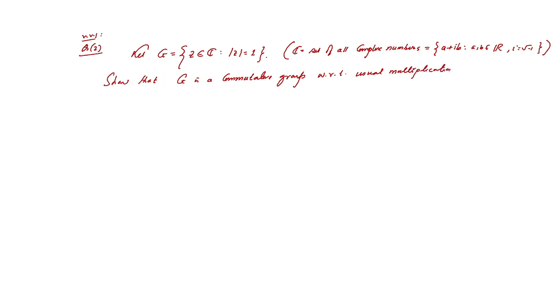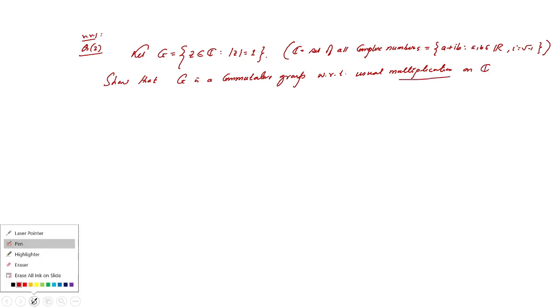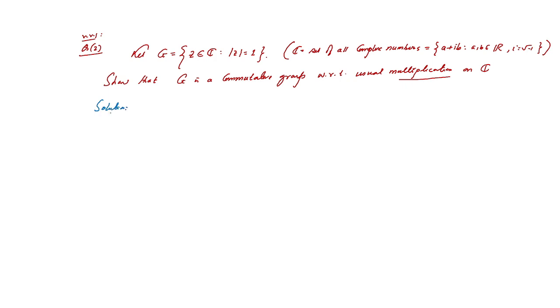Multiplication on C. So multiplication is the operation here on complex numbers. What exactly do we mean by multiplication in complex numbers? With respect to that operation, you have to show G is an abelian group. Now what is our set? Our set is all those complex numbers whose modulus is 1.